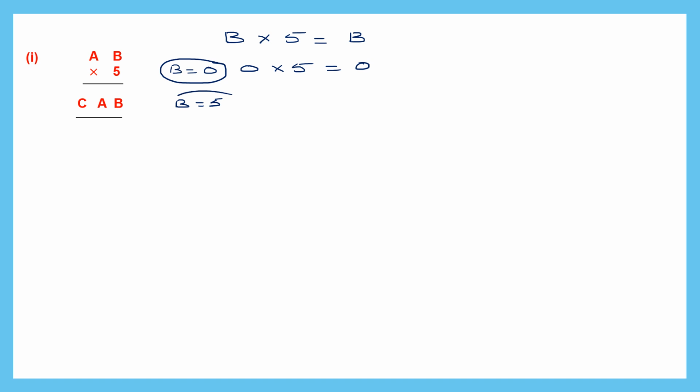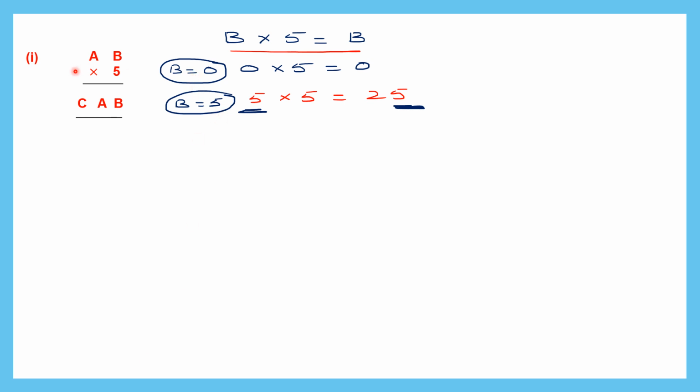Let's try with B is equal to 5. So here it is B into 5 is B. So let's see, 5 into 5 is ending in 5. It's ending in 5, isn't it? So we've got B to be 5 and here also B is 5. That means B can be 0 or B can be 5.